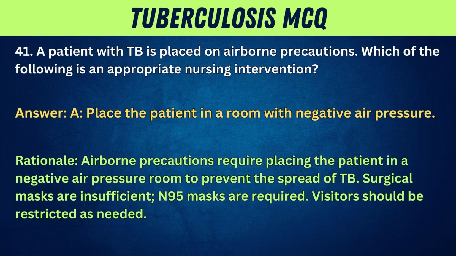Answer: A. Place the patient in a room with negative air pressure. Rationale: airborne precautions require placing the patient in a negative air pressure room to prevent the spread of TB. Surgical masks are insufficient, and N95 masks are required. Visitors should be restricted as needed.